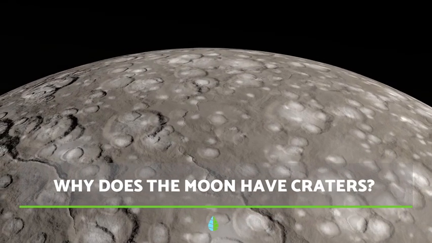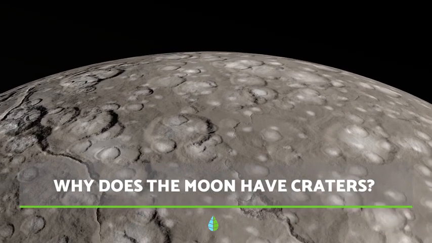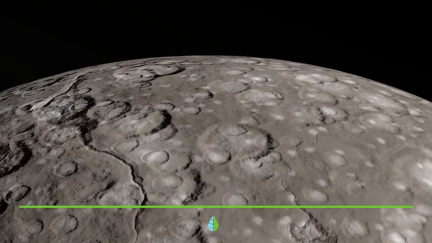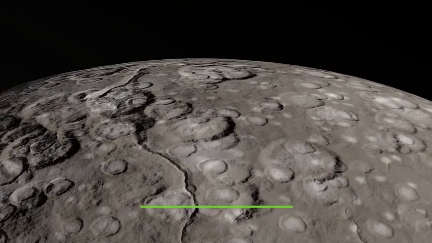Ever wondered why the moon has holes? These holes are actually called lunar craters. Let's dive right in to find out how they're formed and why the moon has them.